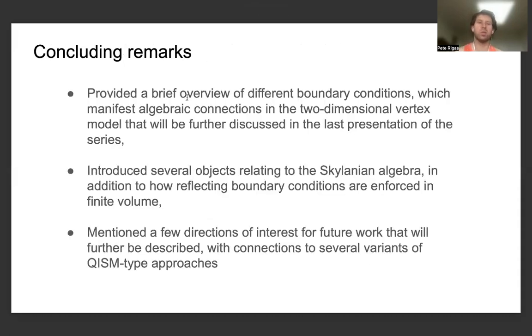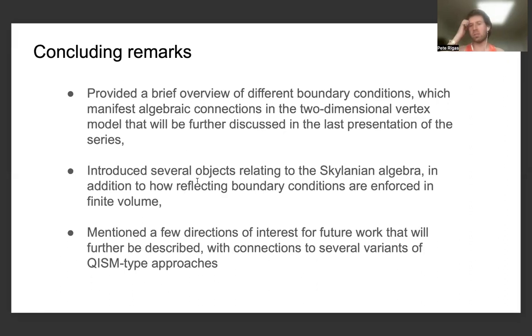And so the concluding remarks that we want to finish this second to last presentation of the series with is that we provided a brief overview of different boundary conditions which manifest algebraic connections in the two-dimensional vertex model that will be further discussed in the last presentation of this series, namely some open questions and directions of interest.